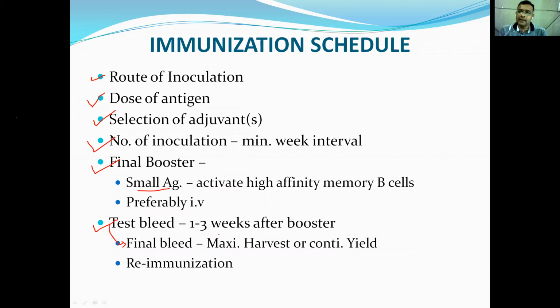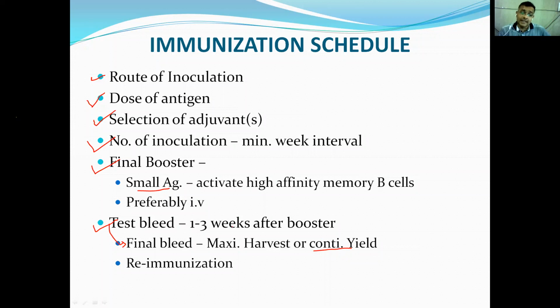There are two ways. One, you can euthanize the animal and harvest the maximum blood and serum at a single time. Or the second, you go for continuous inoculation along with repeated collection of serum. So you can collect the serum for a longer duration, and ultimately the total yield will be higher than the single final bleed.